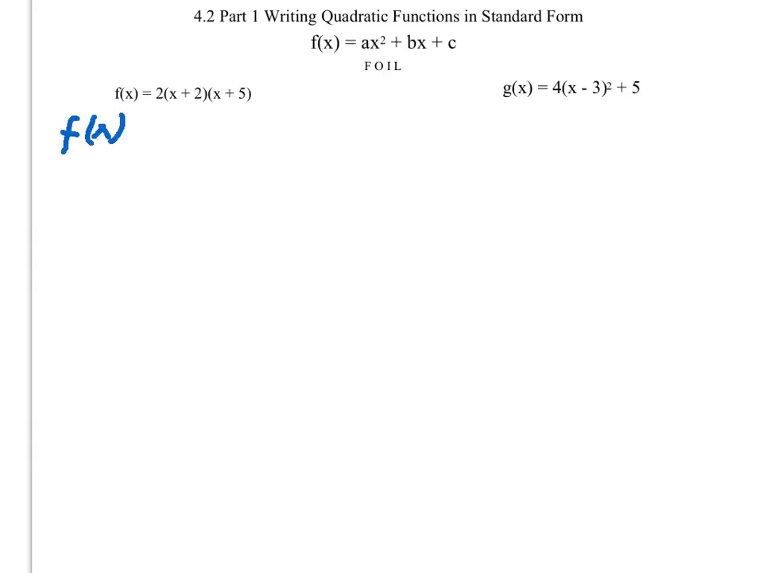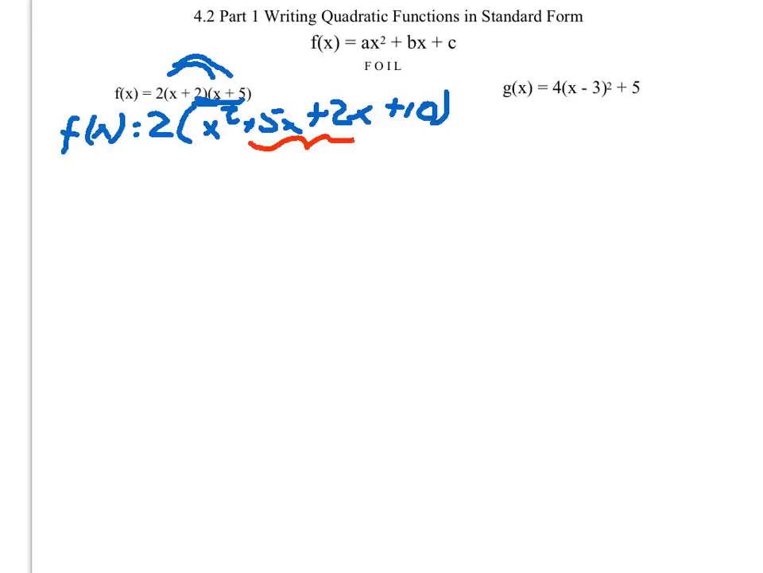So multiplying here, we're going to ignore the 2 for now, and we're just going to FOIL the stuff that's inside the parentheses. So first times first, x times x would be x squared. Outsides, x times 5 would be plus 5x. Insides, 2 times x would be plus 2x. And last times last, 2 times 5 would be 10. So now we can go ahead and simplify our like terms inside those parentheses. So f of x would equal 2 times x squared plus 5x plus 2x is 7x plus 10.